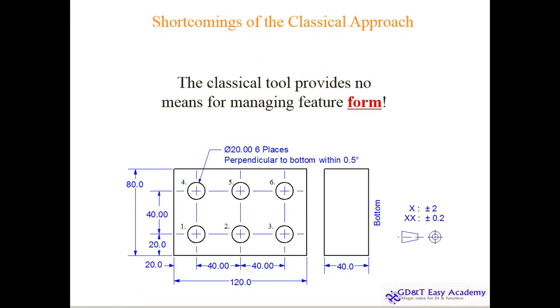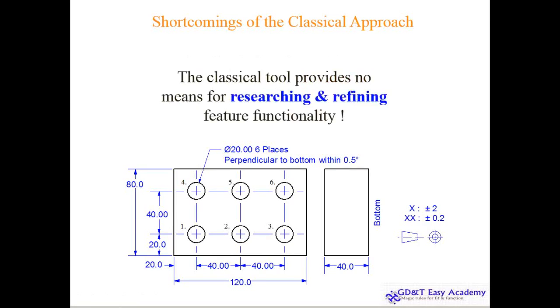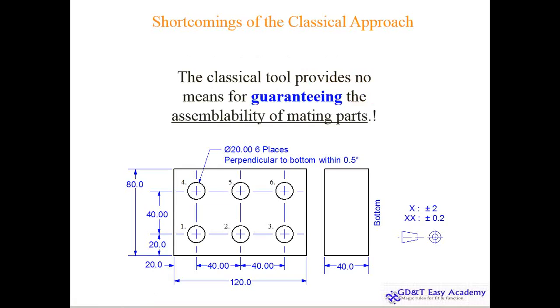The classical tool provides no means for managing feature forms. The classical tool provides no means for researching and refining feature functionality. Because of that, you cannot guarantee the fitment and function. And assemblability also is a question, and it will be in a dilemma.